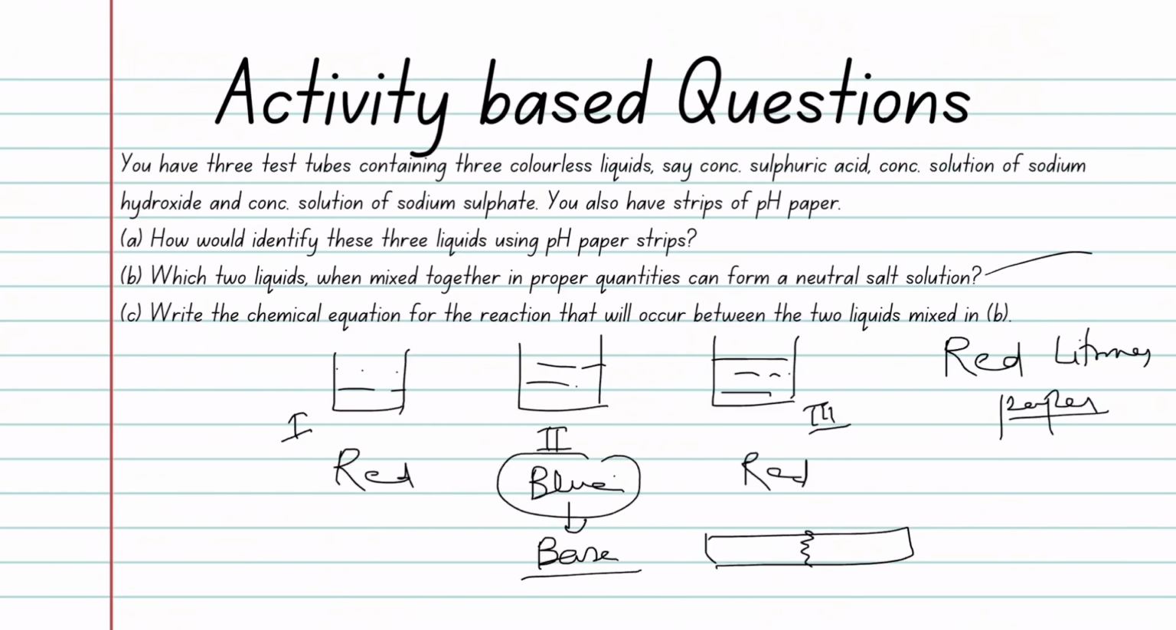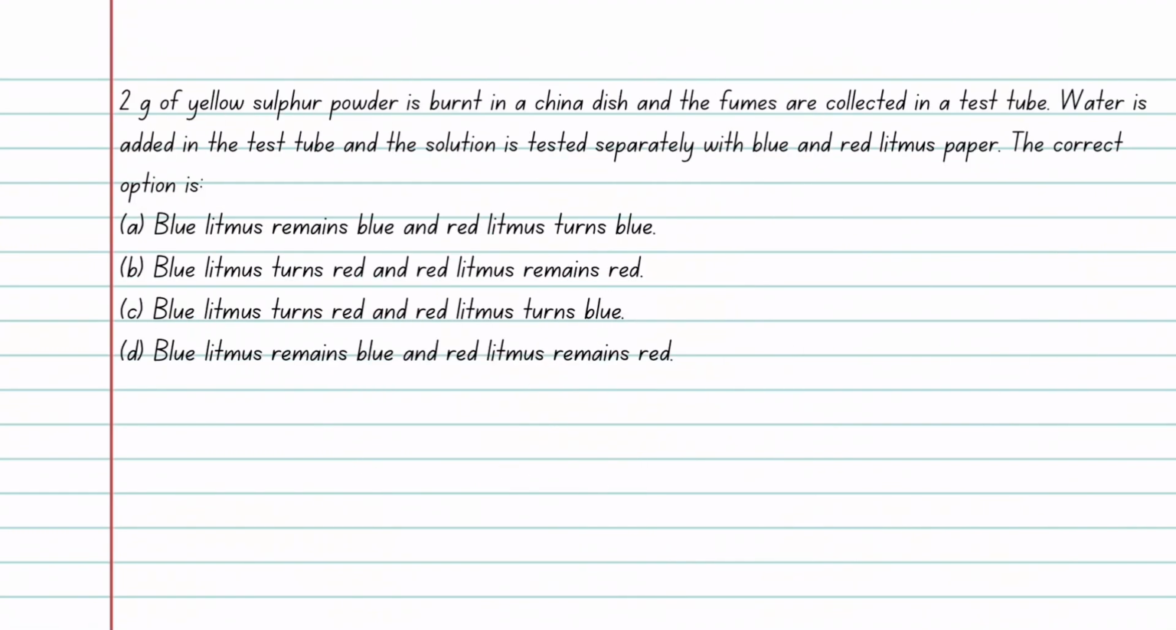Okay, second question is about yellow sulfur powder being burnt in a china dish and the fumes are collected in a test tube. So sulfur is being burnt in the air, right? When we are talking about burning, it is always a reaction with oxygen. So when sulfur is being burnt, that means sulfur is reacting with the oxygen present in air and getting converted into an oxide of sulfur, sulfur dioxide, right?